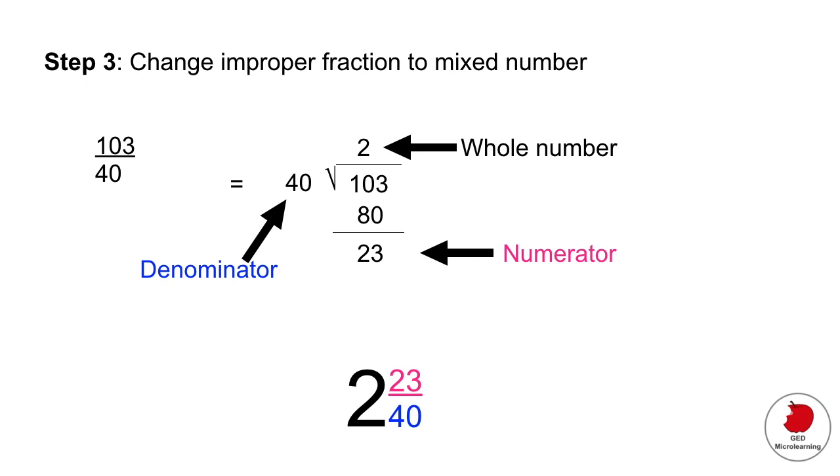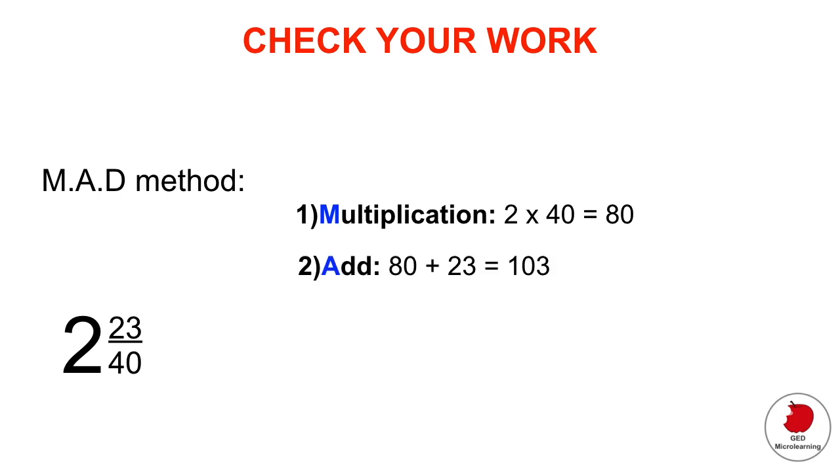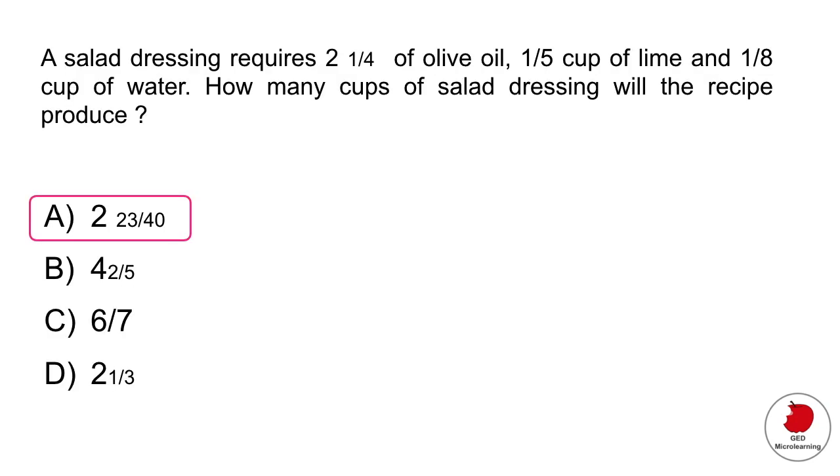It's always good to double check your work. So we're going to double check that this is correct using the MAD method that we used before. Let's take that mixed number we got. We multiply 2 times 40, that gives us 80. Then we add 23. That gives us 103. And remember that the denominator stays the same, 40. So 2 and 23 over 40 is also equal to 103 over 40. All right, so the correct option is option A.